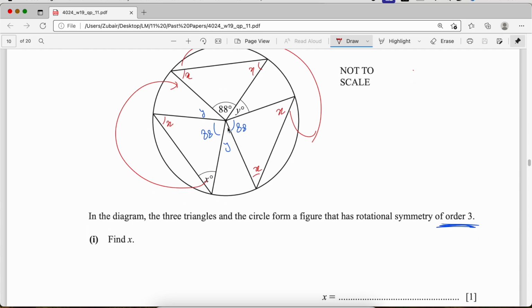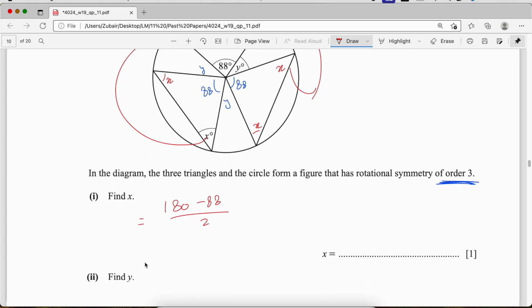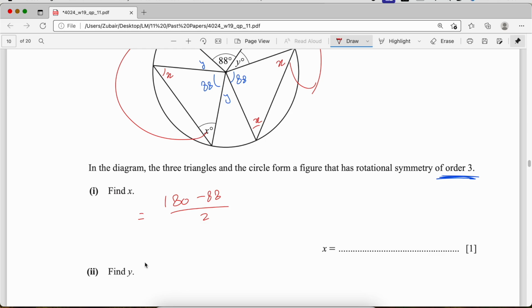So first of all, 180 minus 88 by 2. That's 180 minus 80 is 100, 100 minus 8 is 92, and 92 by 2 is 46.